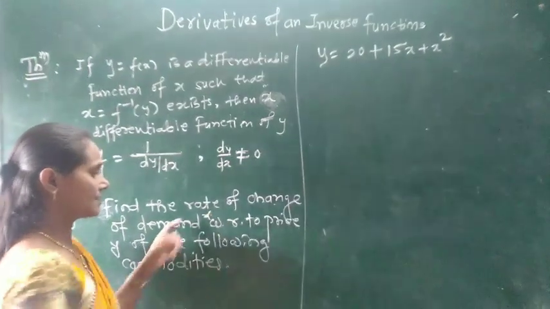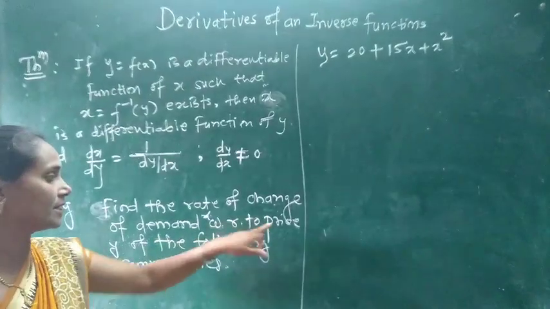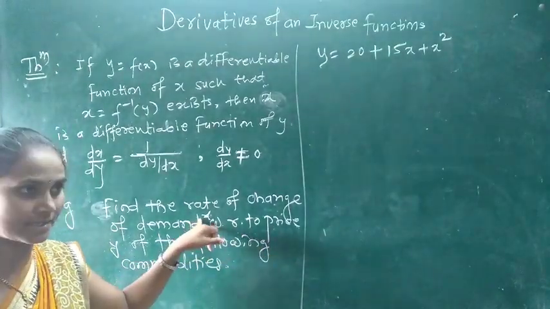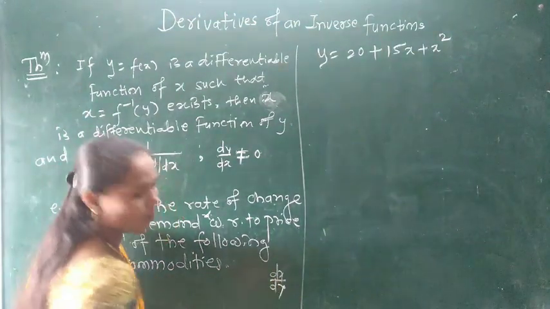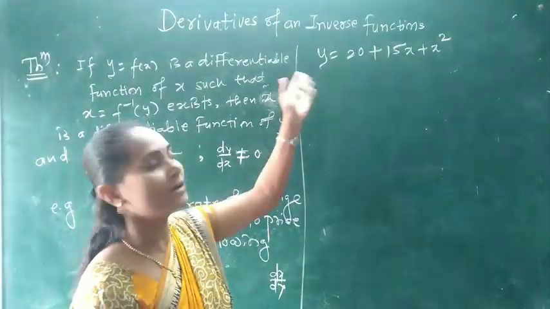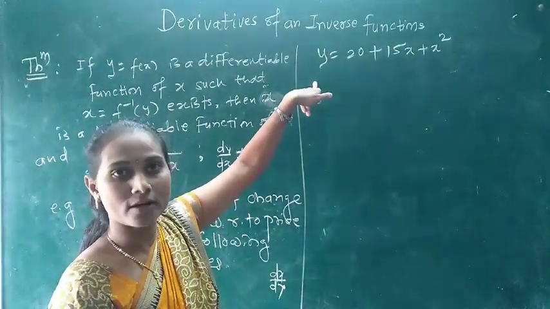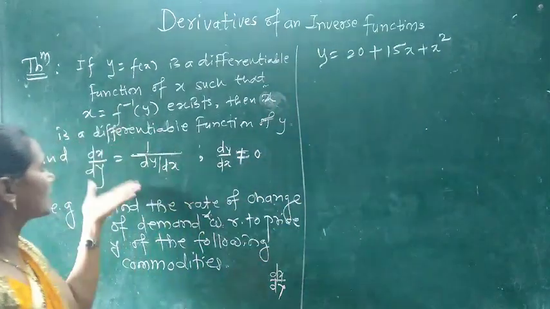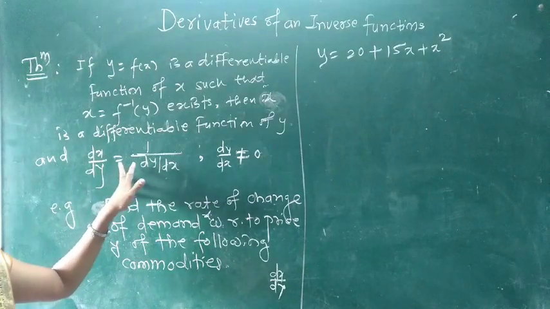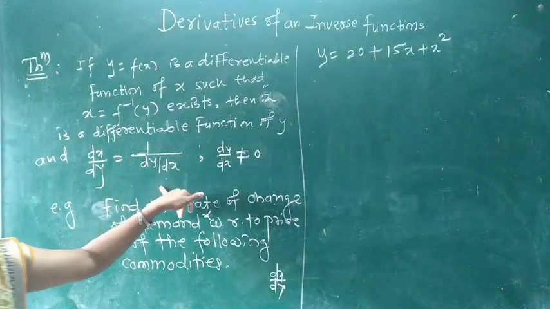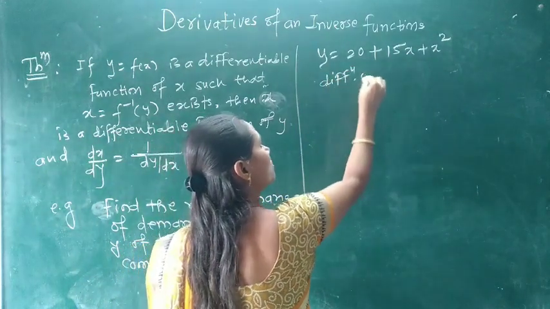x with respect to price y. That means we have to find rate of change of demand with respect to price y. But what is demand x and price is y? So we have to find here dx upon dy. But we have been given the function y. So after differentiating, we get dy upon dx. And by using this theorem or this result, inverse function theorem, dx upon dy is equal to 1 upon dy upon dx. Y is equal to, so differentiate with respect to x.